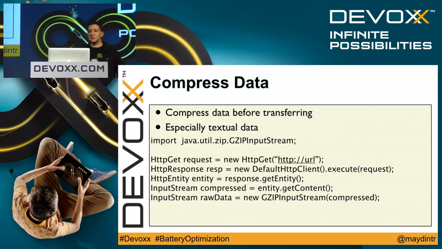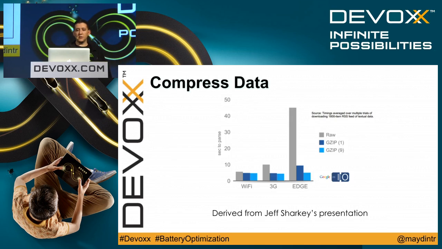Compress data before transferring, especially textual data, which compresses well. You can use GZIPInputStream that comes with the framework. It's very easy to use, so you can compress data for better battery. You see the effect of compressing, especially in EDGE connection. Its effect is dramatic.